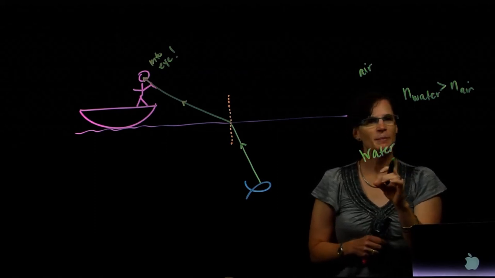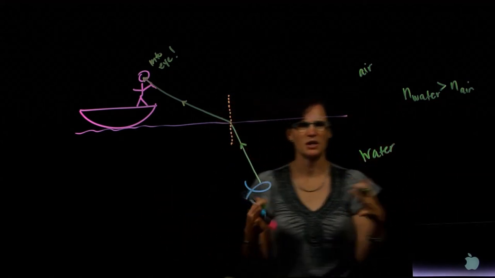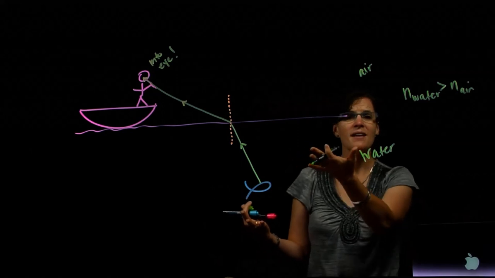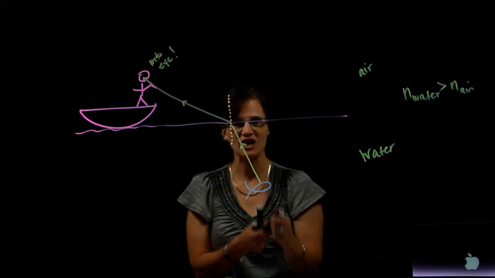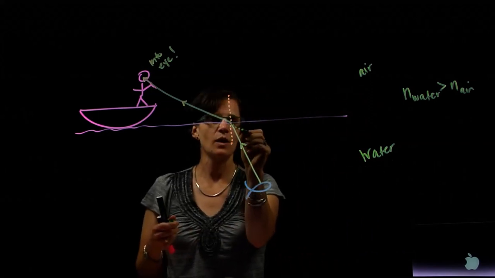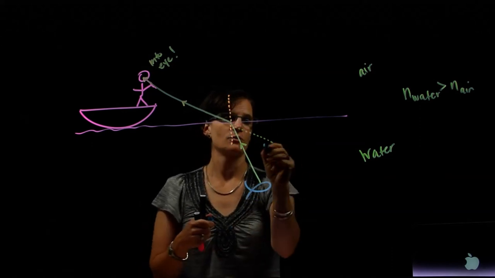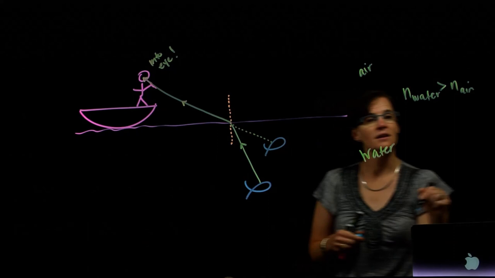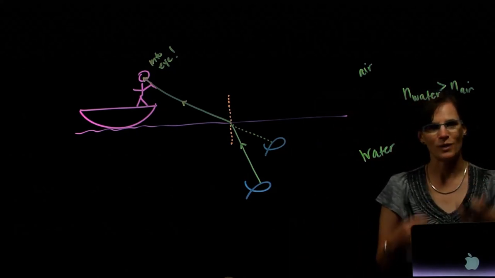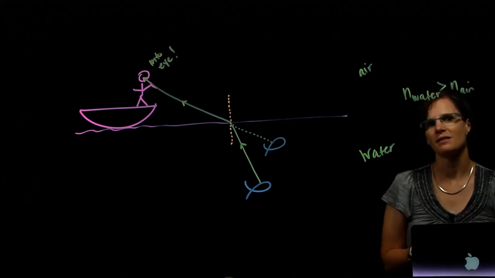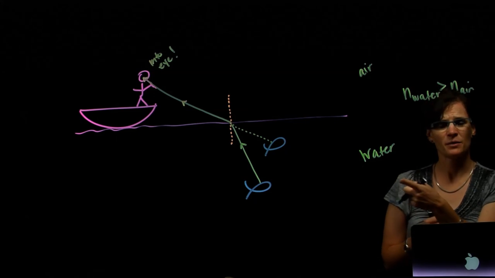That very specific spot's a map, and our brain says, ooh, it's hitting at this very specific location. Does it know that it went through a boundary? It's going to perceive the location of the fish as if there was no boundary, that it's in a straight line directly in front of where that light ray hit, directly in relationship to where on the retina that light ray hit. That's where the brain sees the image. But is that where the fish is? No.